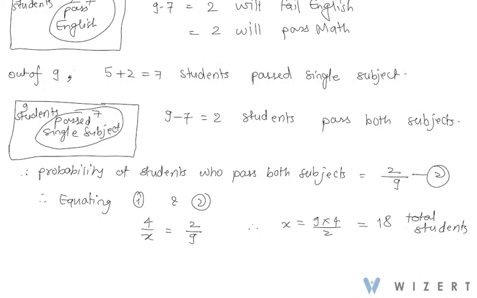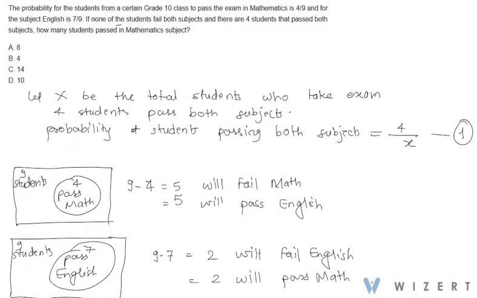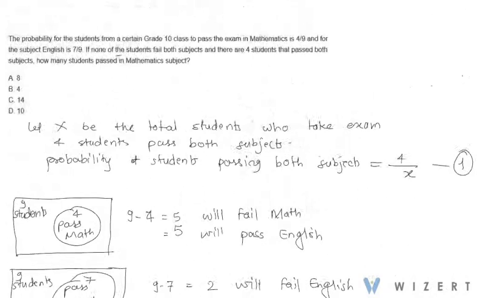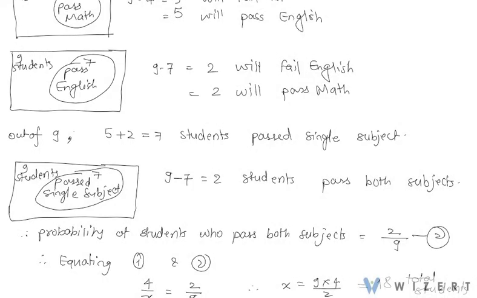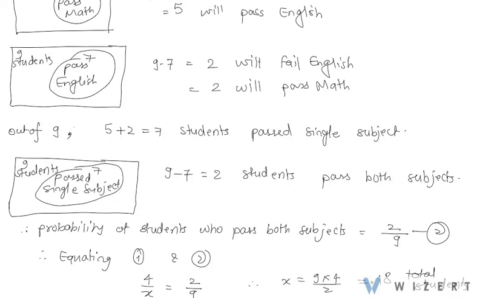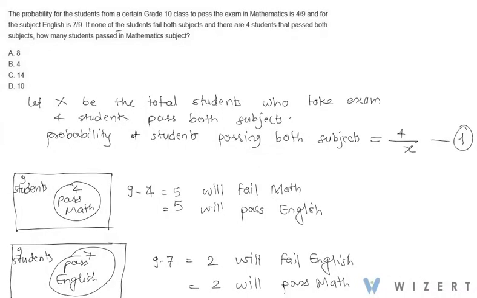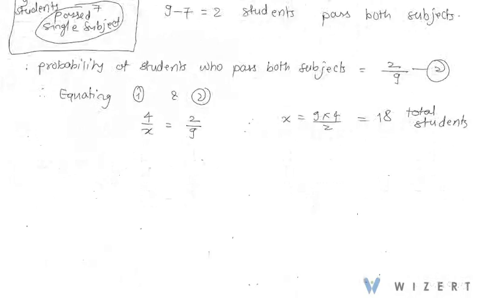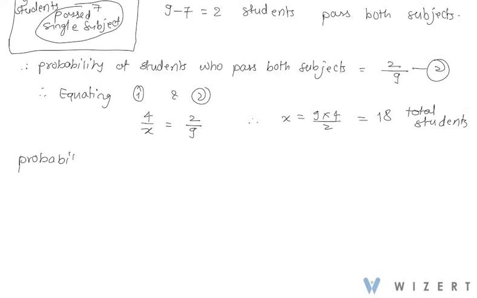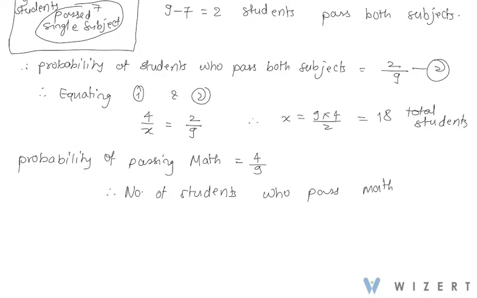Now we are asked the number of students who pass mathematics subject. The probability of passing math is 4 by 9. Therefore, the number of students who pass math can be calculated by 4 by 9 into the total number of students, that is equal to 8.